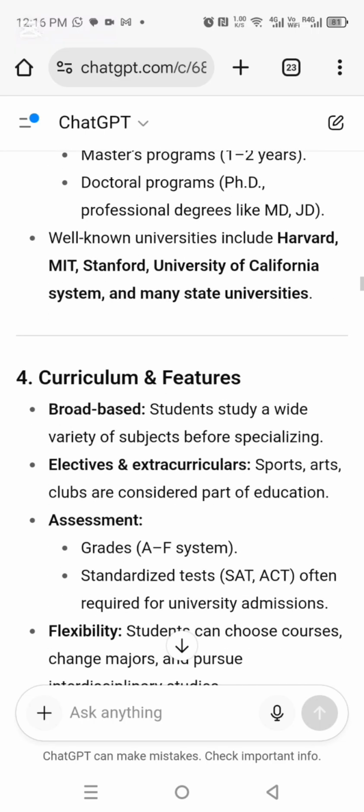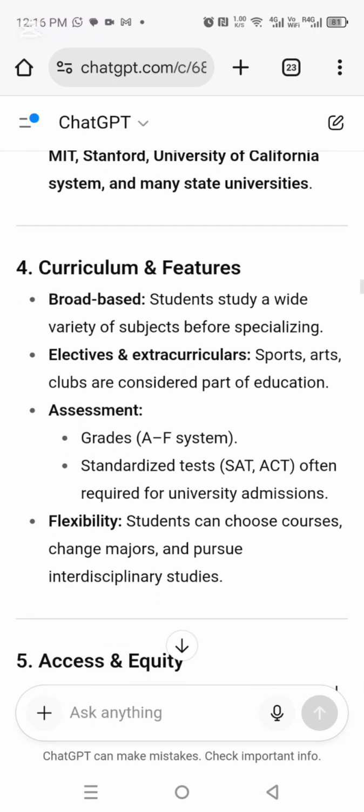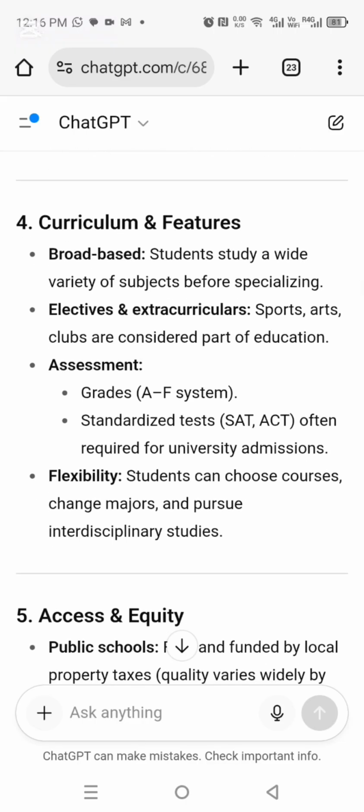And then there's the curricular features, broad-based. Students study a wide variety of subjects before specializing, which is good. I understand why. Electives and extracurriculars, sports, arts, clubs are considered part of education, which is amazing because when you look at Kenya, we are very diverse and we have everything for everyone.